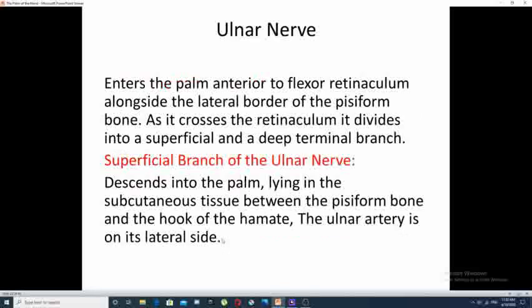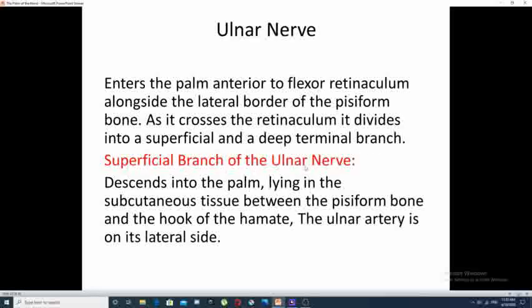The second important nerve, which is responsible for the nerve supply in the palm of the hand, is the ulnar nerve. It enters the palm of the hand anterior to the flexor retinaculum, alongside the lateral border of the pisiform bone. As it crosses the retinaculum, it divides into superficial and deep terminal branches.